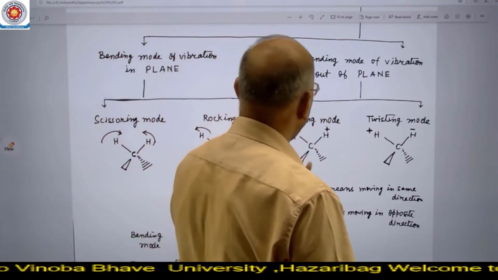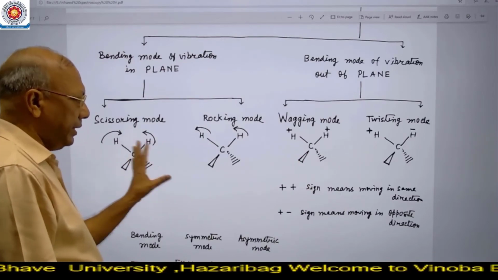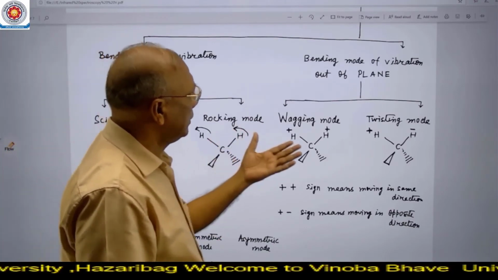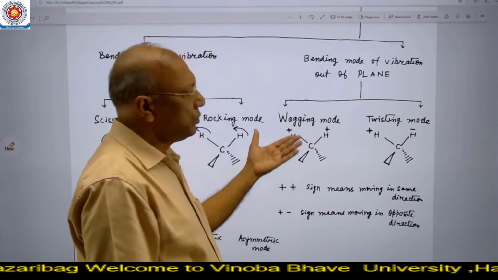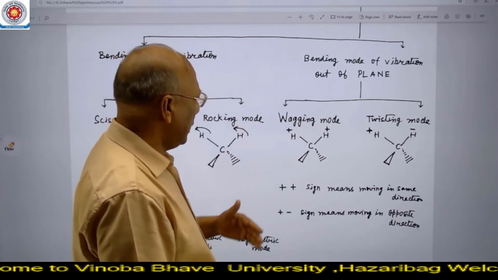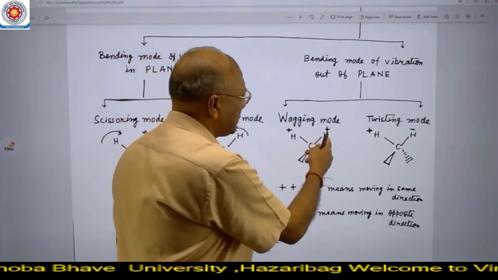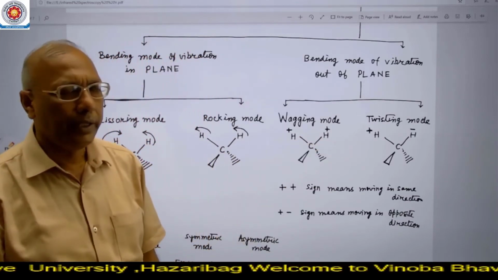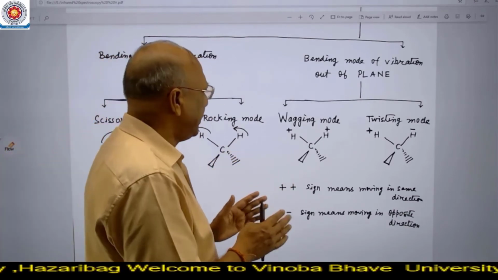Another type of bending mode is out of plane. These two bending vibrational modes are in the plane of this whiteboard. But another type of bending mode of vibration may take place, which is out of the plane. Out of the plane means on the front side of the viewer, and another will be the back side of this plane. This is represented by a plus sign and a minus sign. The plus sign and minus sign here do not indicate a sign on the hydrogen atom. They only indicate the direction of the movement of the bond.